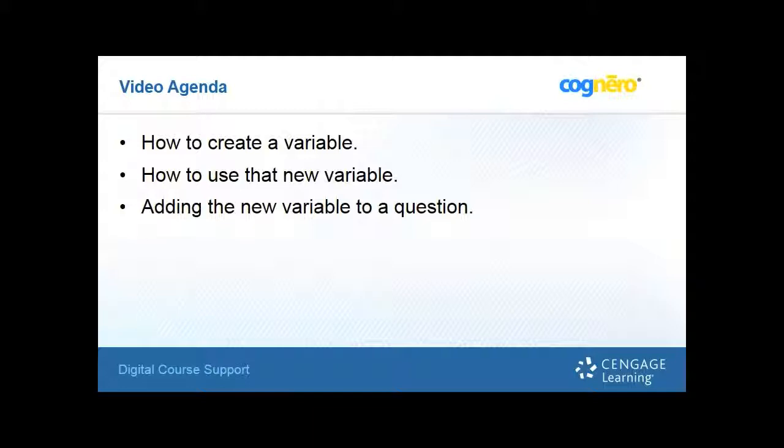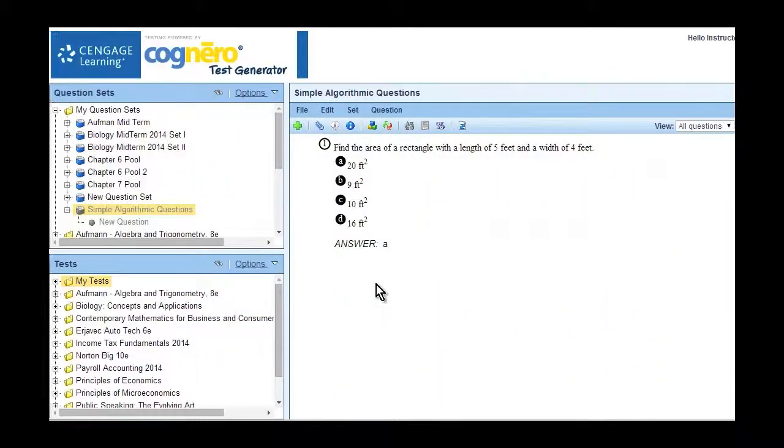Our agenda for this video is to guide you through the steps of creating a simple algorithmic question by showing you how to create a variable, using that new variable, and adding your new variable to your question to make it algorithmic. So let's get started.